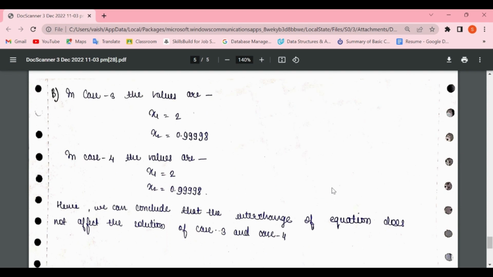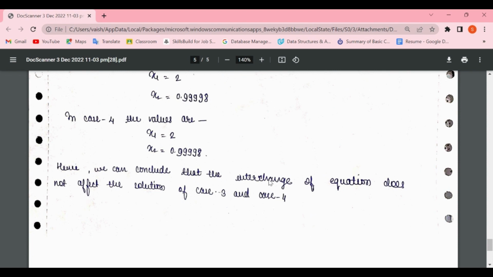Now for the second sub question, in case 3 the values are x1 is equal to 2 and x2 is equal to 0.99998, and in case 4 the values are x1 is equal to 2 and x2 is equal to 0.99998. Hence we can conclude that the interchange of the equations does not affect the solution of case 3 and case 4.